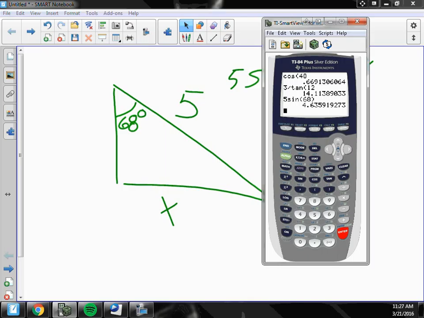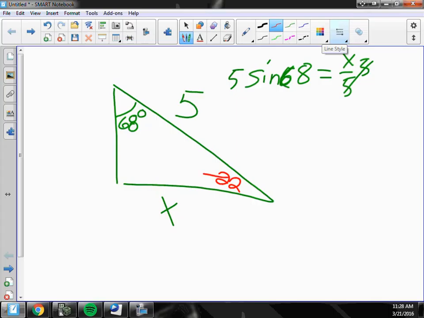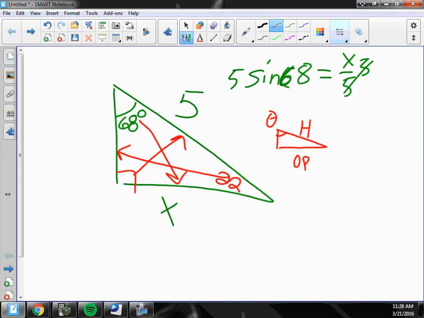Okay. How do I know 4.6 seems like a reasonable answer? It's got to be smaller than the hypotenuse, and it's got to be pretty close to the length of the hypotenuse. If this is 68, the other one, if we subtract those, is 22. The smallest angle is opposite the smallest side. The largest angle is opposite the largest side, and the middle is there. So if this is 22 degrees, my triangle is probably something like this. And if that's theta, my opposite side is really close to the length of my hypotenuse, and my adjacent side is quite short because that angle is so small.